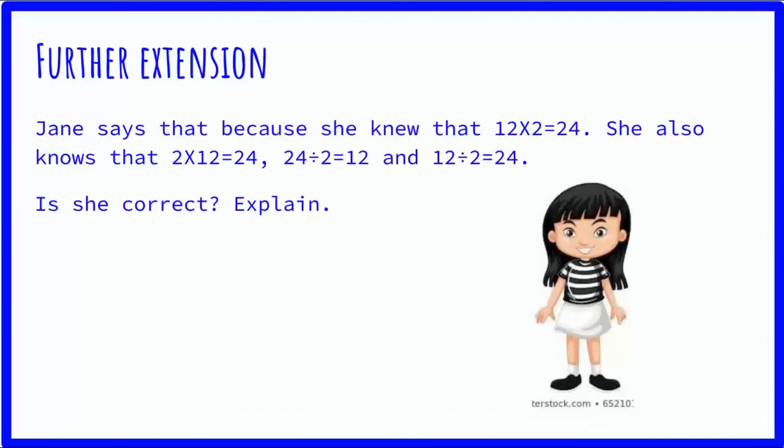For further extension, and only move on to this question when you are really confident and you've answered the probing question. If you're not confident, just stay and practice your 2 times tables. Jane says that because she knew that 12 times 2 is 24, she also knows that 2 times 12 is 24. 24 divided by 2 is 12, and 12 divided by 2 is 24. Is she correct? Explain.